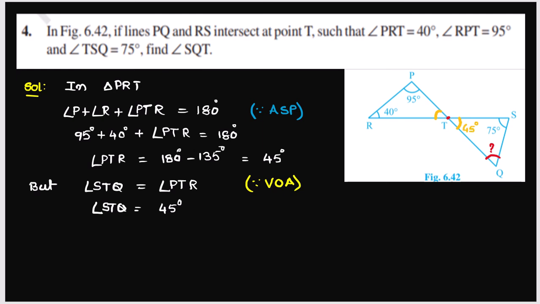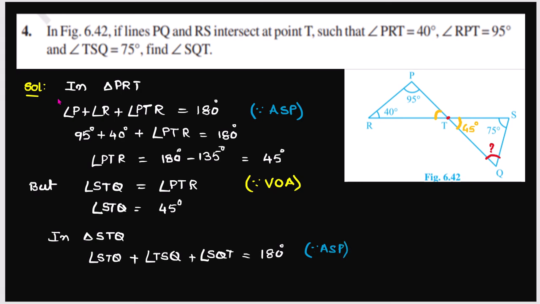Now we can apply angle sum property to find SQT. Therefore in triangle STQ, what are the three angles? Angle STQ plus angle TSQ plus, what is the third angle? Angle SQT, that is the required angle to find, is equal to 180 degrees. Once again, what is the reason? Because we applied the angle sum property of a triangle here.